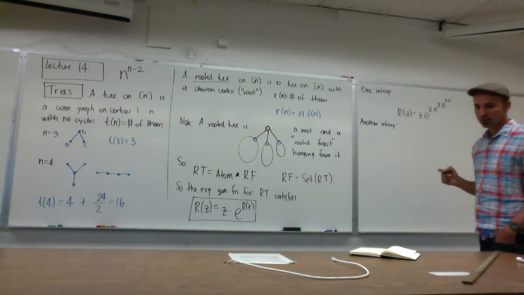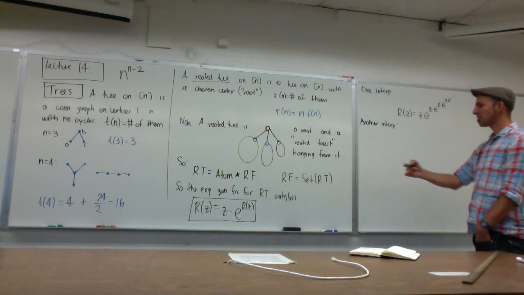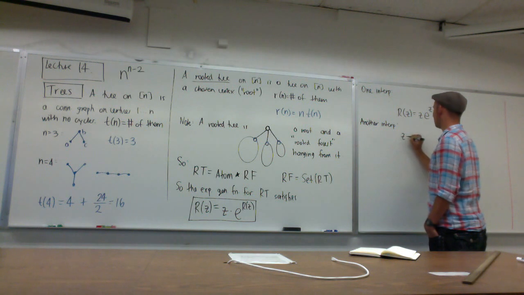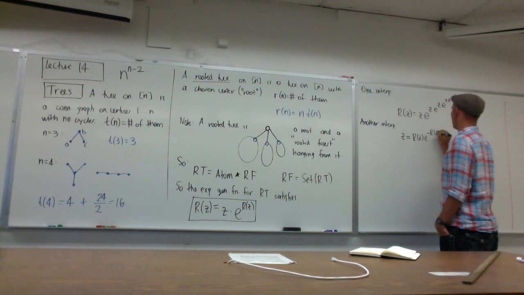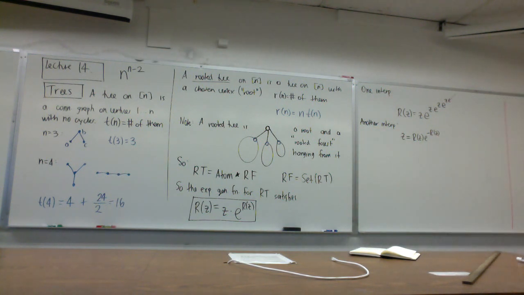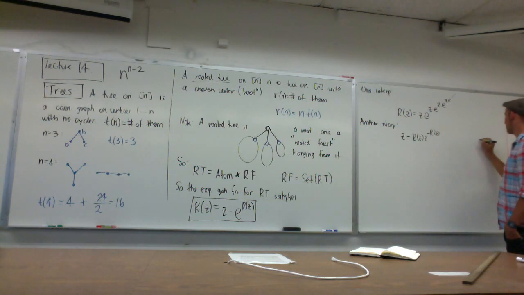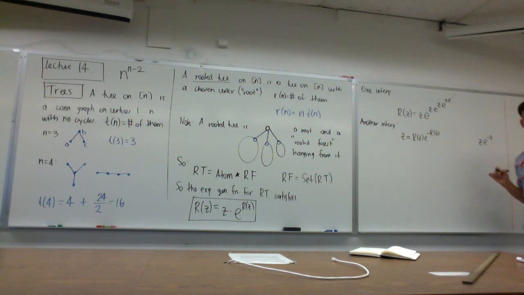Well, what I can do is the following. Let me rewrite this equation as z equals r of z e to the negative r of z. So this means that if I look at the function z e to the minus z, and I take the compositional inverse, I'm going to get r of z. Right? So if I take this thing, and I take the compositional inverse, this is r of z.